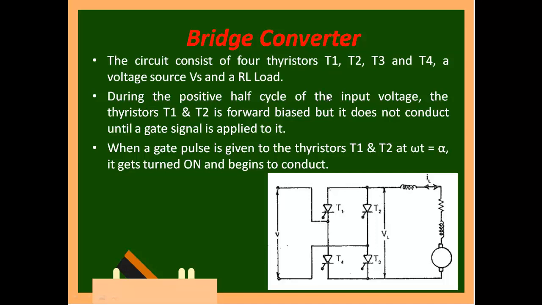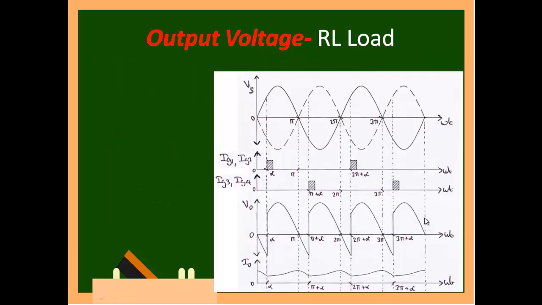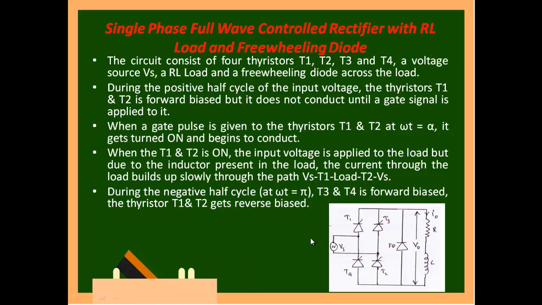During the positive half cycle of the input voltage, T1 and T2 will be forward biased, but do not conduct until a gate signal is applied to them. Even though these two are in positive, they will not turn on, because it is a control device and you have to turn it on. So here also, with the inductor, you will get the output when it is an inductive load. It starts from here and reaches pi. By this instant it should be 0, but due to the presence of the inductor, it goes into the negative half of the cycle. So now what can I do?